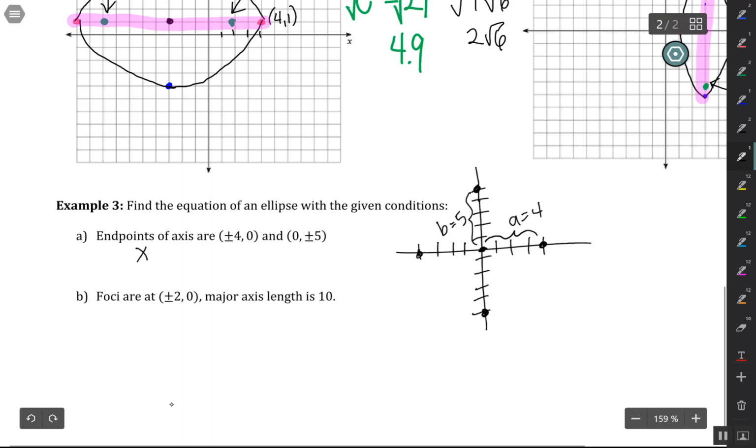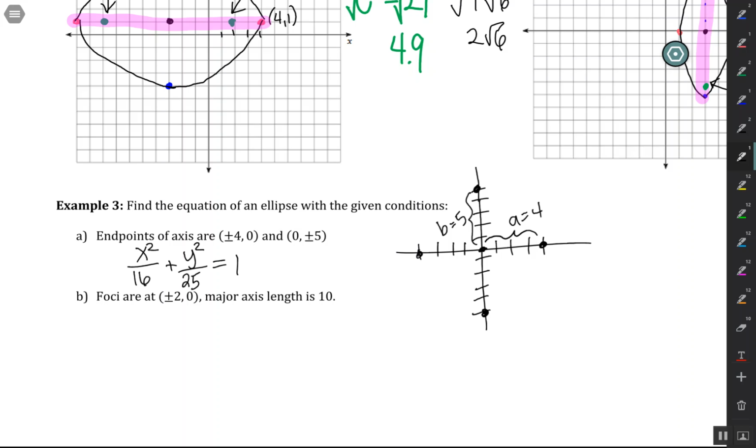So this is going to be x squared, we don't have an h, over 16, don't forget to square it, plus y squared over 25 equals 1. Everybody forgets the equals 1. Don't forget the equals 1.